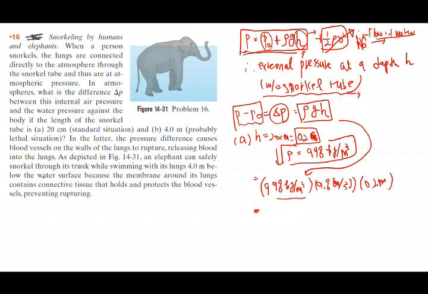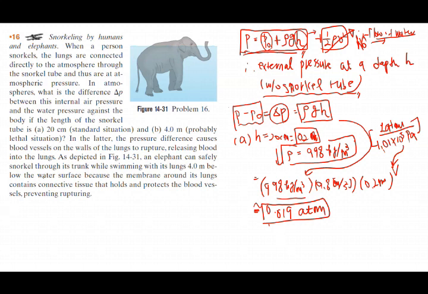At the same time you have to change the unit from Pascal to ATM. The unit conversion scale factor is 1 ATM, which corresponds to 1.01 times 10 to the 5 Pascal. You plug into this scale factor of unit conversion, and that should be the same as 0.019 ATM. So that is the pressure underneath the surface of the water at 20 centimeters.